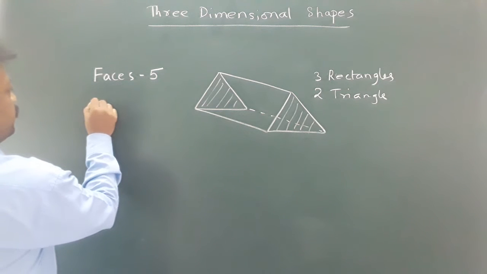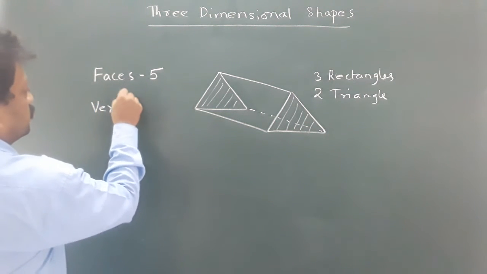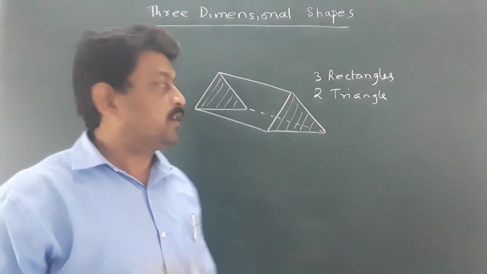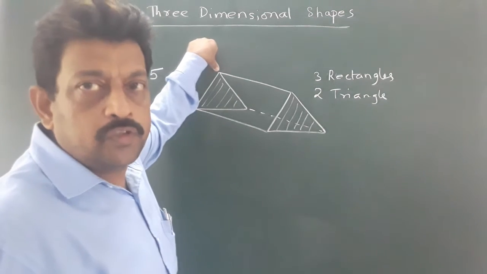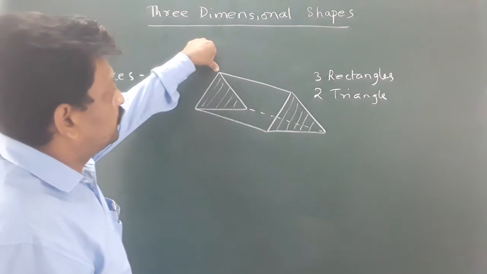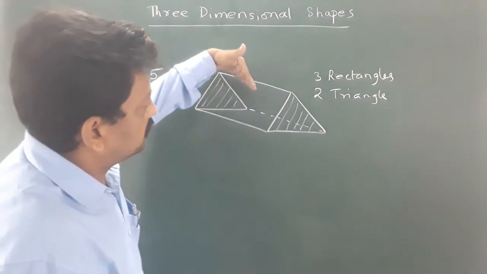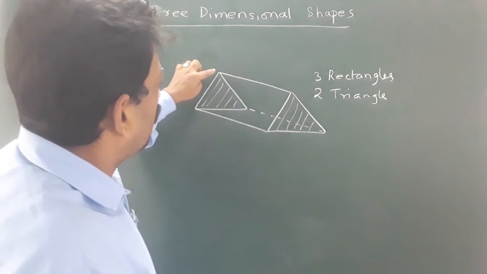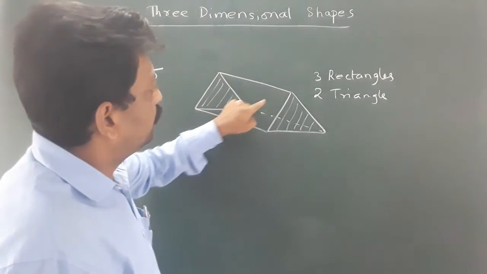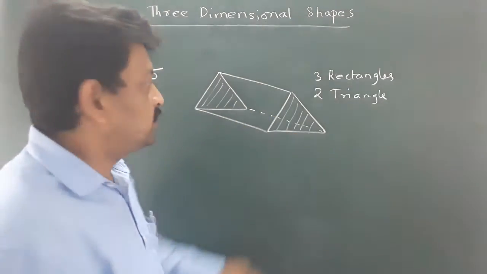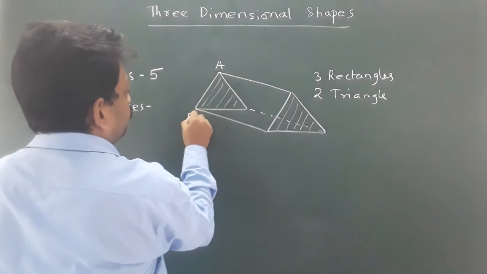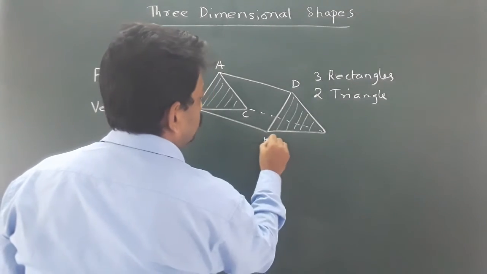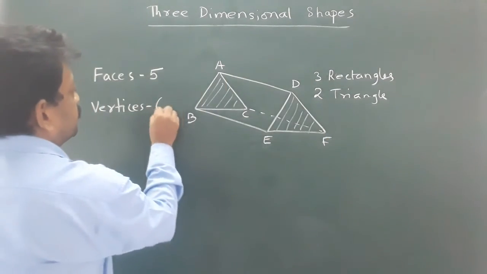Now vertices. Vertices means the points where the 3 faces are meeting. This is one of the vertices, that is a vertex. Here 3 faces are meeting. This rectangle, back rectangle and the triangle, they are meeting at a point. So this is known as the vertex. So how many vertices are there? 1, 2, 3, 4, 5, 6. 6 vertices. Let me name them A, B, C, D, E, F. All total 6 vertices.